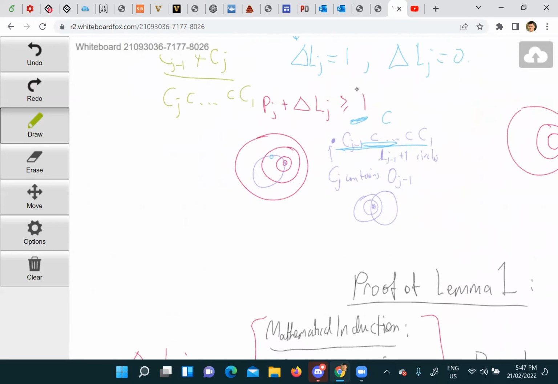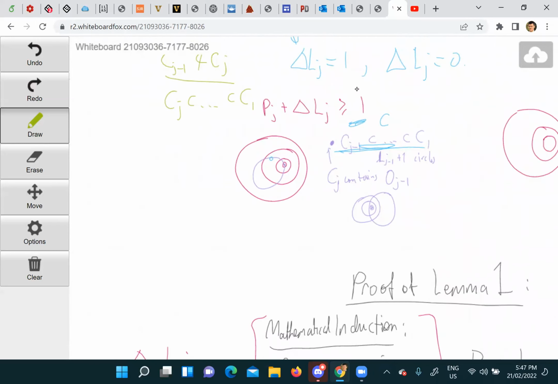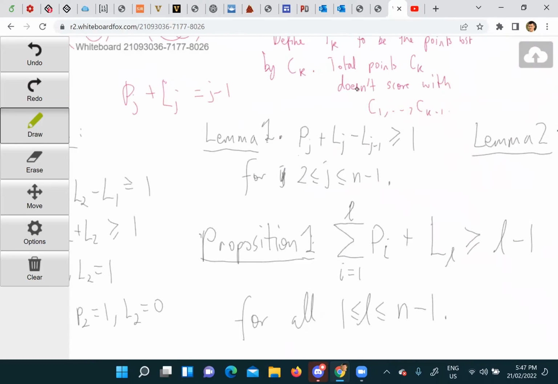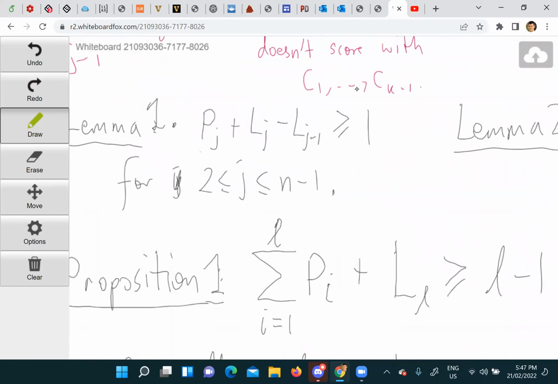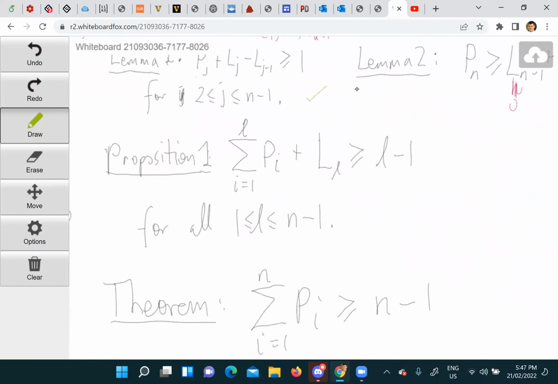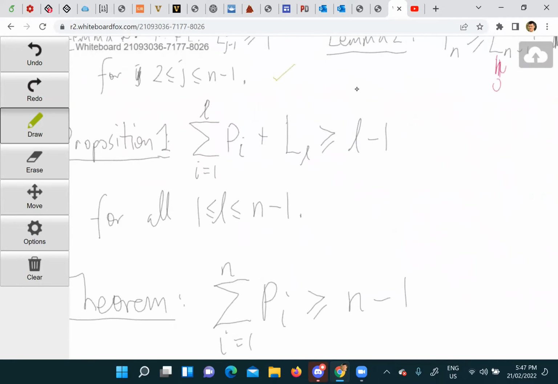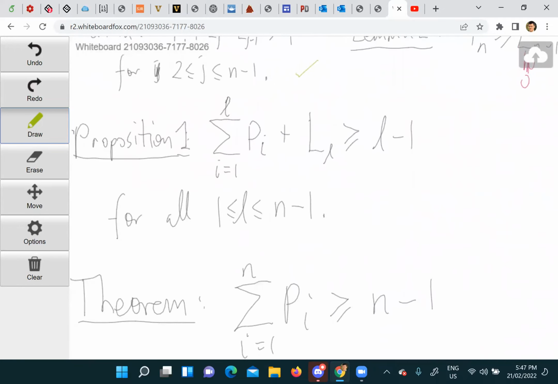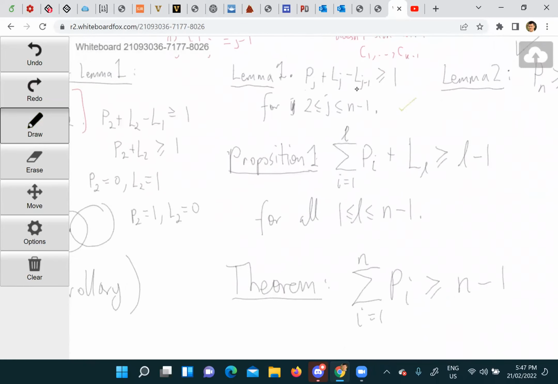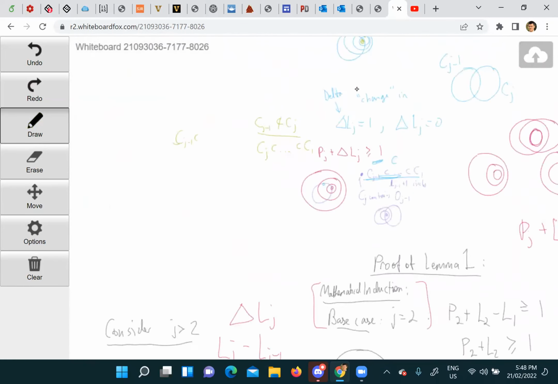Josh, okay. So we proved lemma 1 and 2, okay? And then we can prove the proposition. So look at proposition 1, okay? Let's prove that by induction, okay? So proposition 1, let's see.